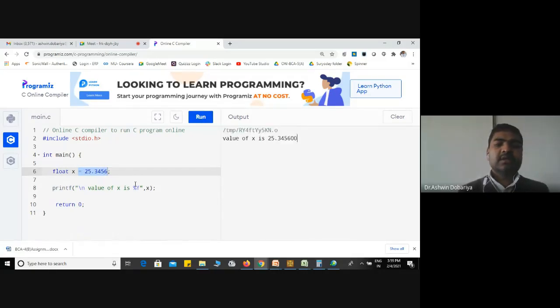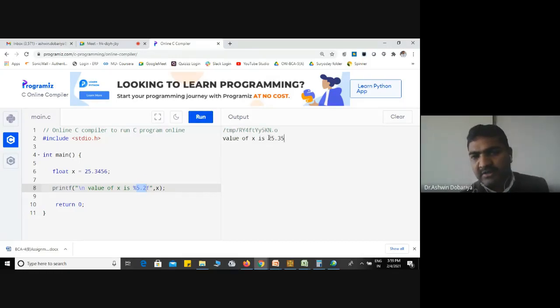Now, if I mention total width is 5, and after the decimal I want to display 2, so here 5.2 means, now see, it will display a total of 5 characters, 1, 2, even the decimal point is also considered. So in counting, 1, 2, 3, 4 and 5. So total width is 5 and it displays 2 digits after the decimal point.